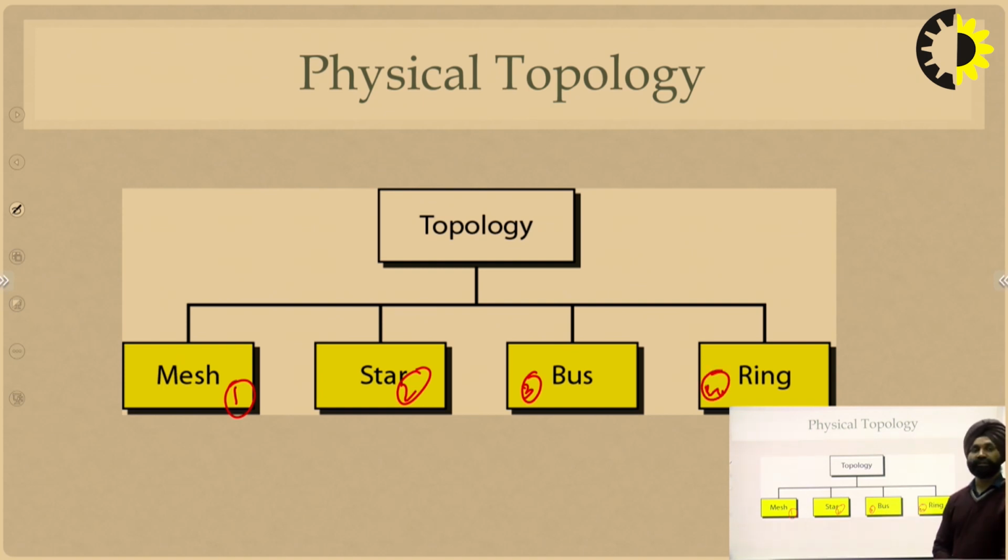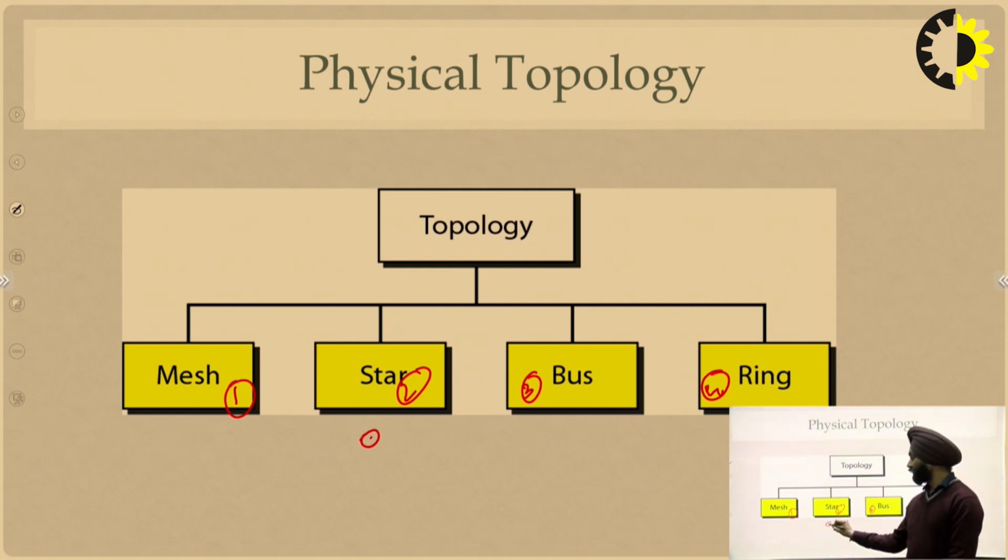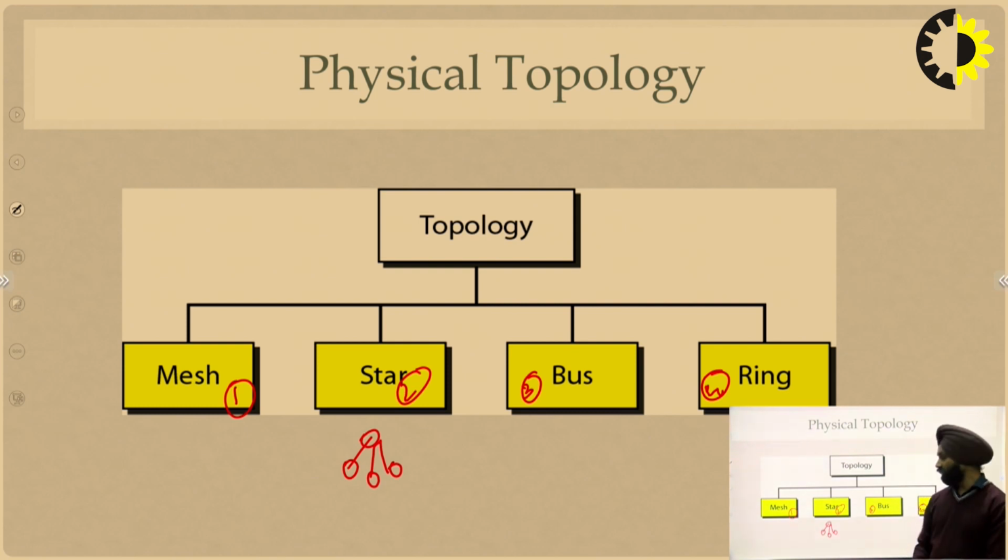Now, let's suppose we have 4 devices. If one device is connected with the other 3 devices, this is known as the star topology. The circles are the nodes and the lines are the links. This is a kind of star topology where one node is central to the other 3 nodes.